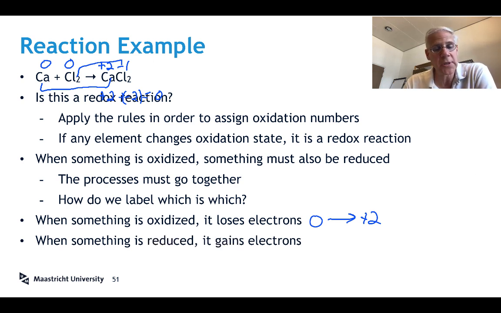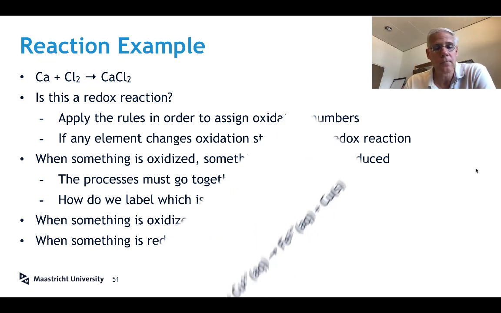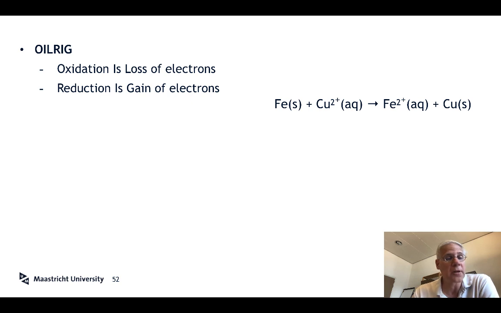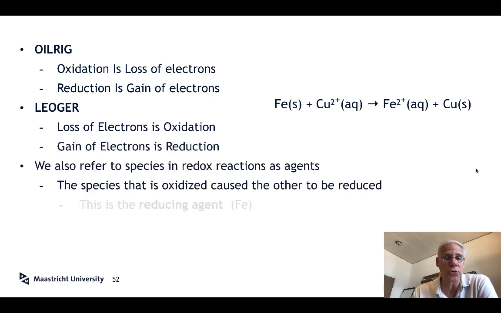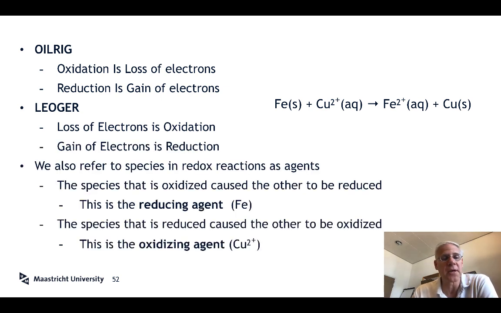When something is reduced, it gains electrons. We see that the chlorine went from a 0 to a minus 1. So to go from 0 to minus 1, you have to gain electrons. So the chlorine is reduced. We have a couple mnemonics to try to help us remember this. OIL RIG: oxidation is the loss of electrons, and reduction is the gain of electrons. Or we can say that LEO goes GER, which means that the loss of electrons is oxidation, the gain of electrons is reduction. Just choose one of those and always use it. They're exactly the same, it just depends on which one you prefer.